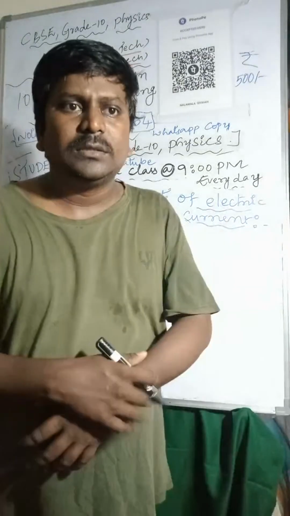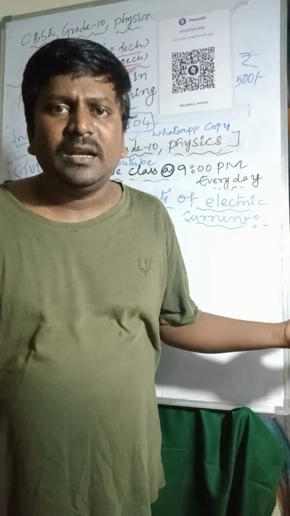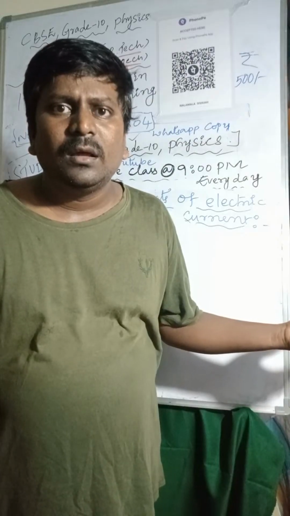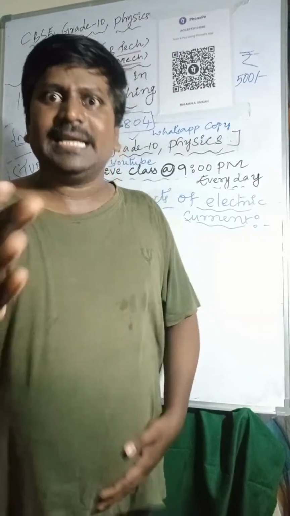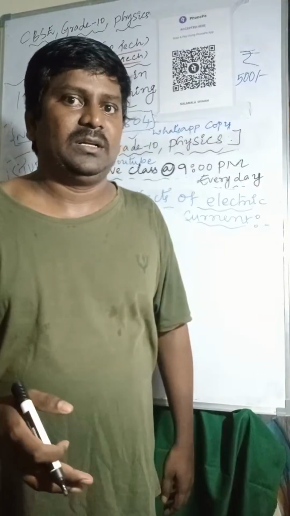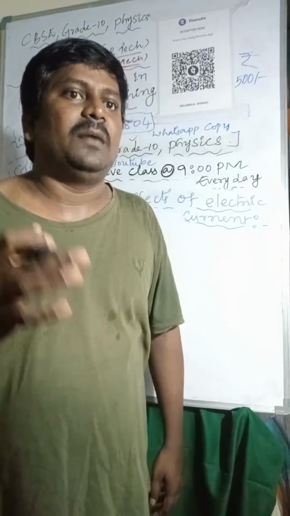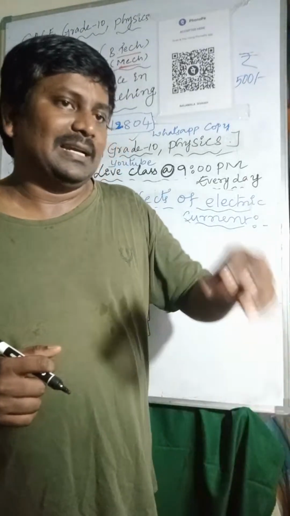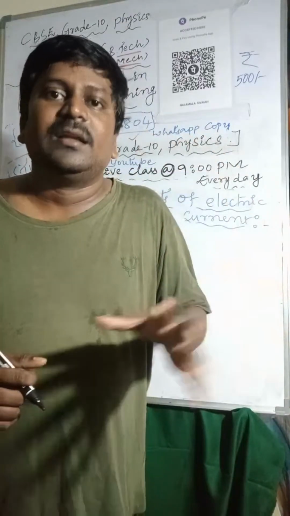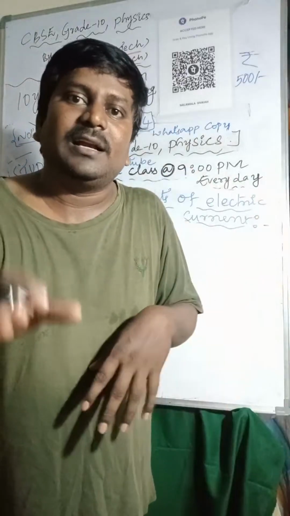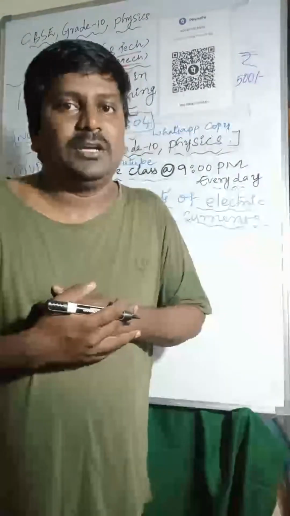If the current is passing through the conductor, the compass will show deflection. Yes, the scientist Hans Christian Oersted observed that when a compass is placed near a current carrying conductor, a magnetic field is produced around the conductor. Because of the magnetic field, the compass shows the deflection.